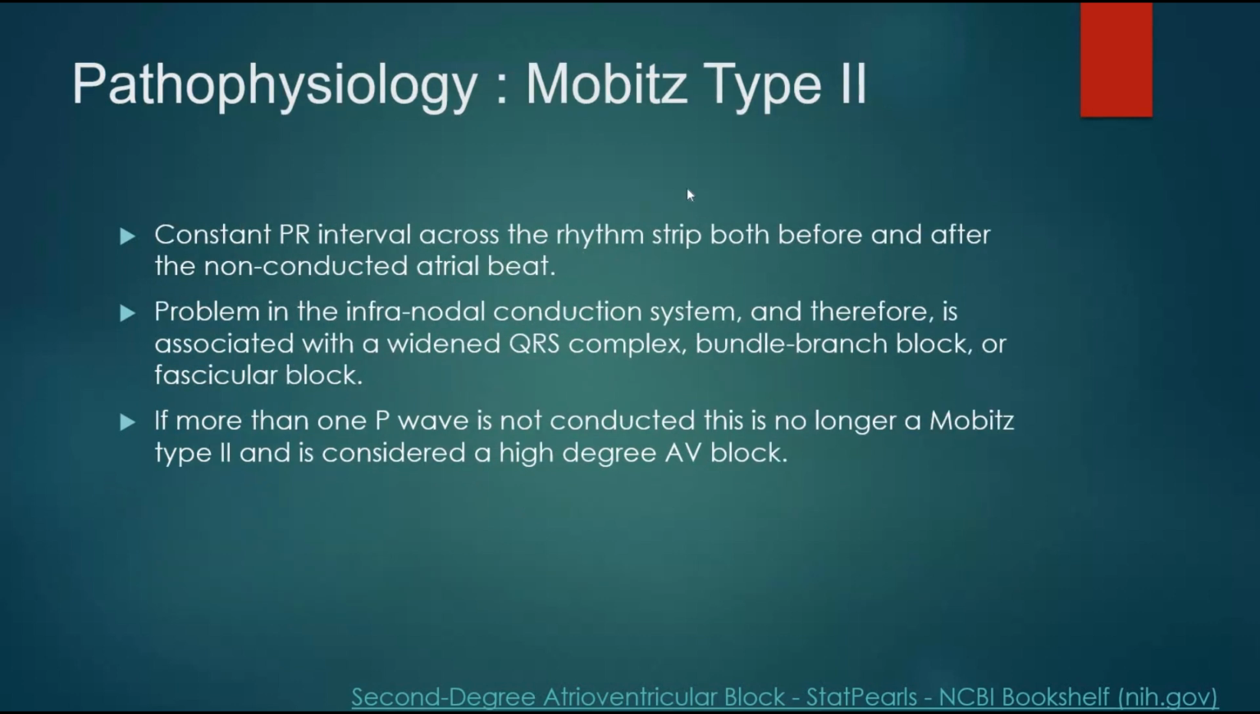For the pathophysiology of Mobitz type 2, the PR interval is constant before and after the non-conducted atrial beat. So the problem is in the infranodal conduction system, and therefore it's associated with a wide QRS complex, bundle branch block, or fascicular block sometimes. And if more than one P wave is not conducted, this is no longer a Mobitz type 2 and is considered a high degree AV block.